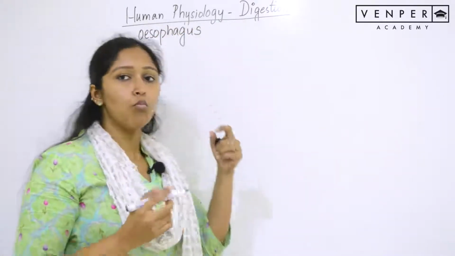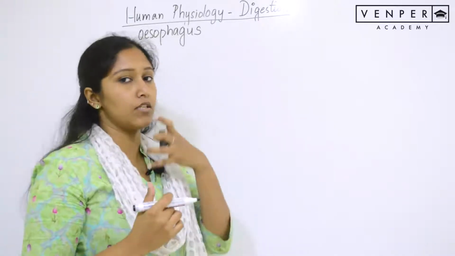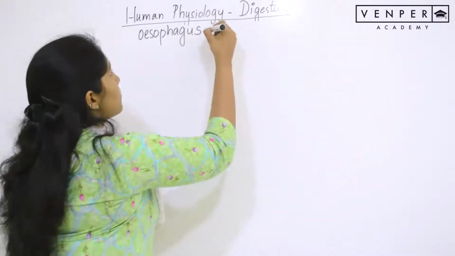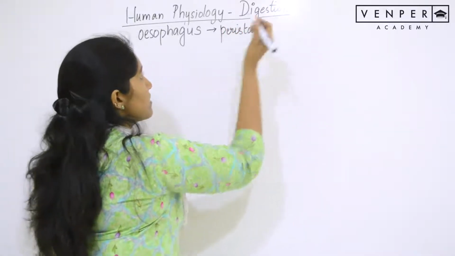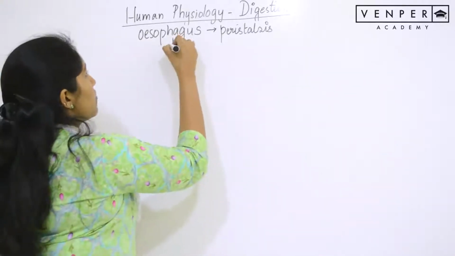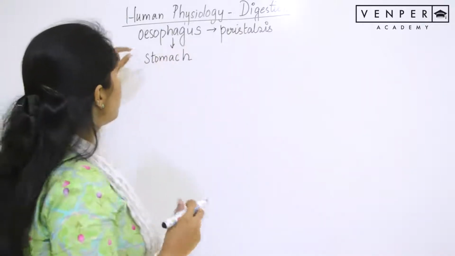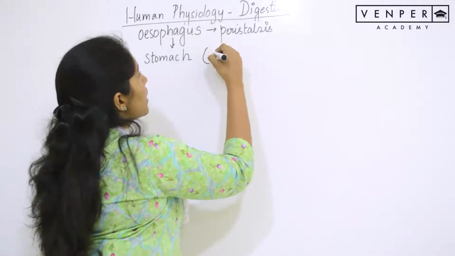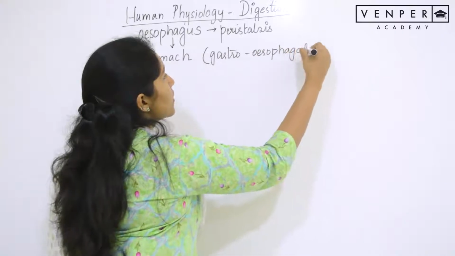So the esophagus moves the food down from the upper regions of the digestive tract, that is your mouth and your throat, into your stomach, and the esophagus does this by a process called peristalsis, which we will look into in a little more detail later. From the esophagus it passes on to the stomach, and the food passing down from the esophagus to the stomach is controlled by the gastroesophageal sphincter.